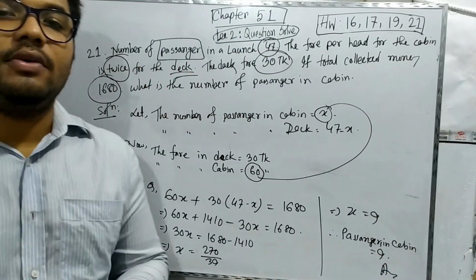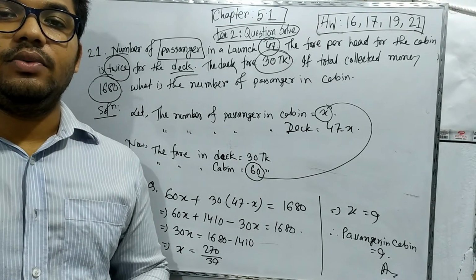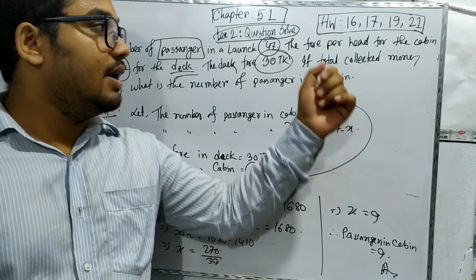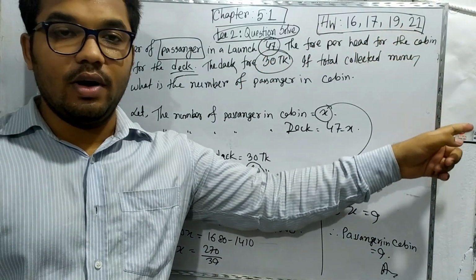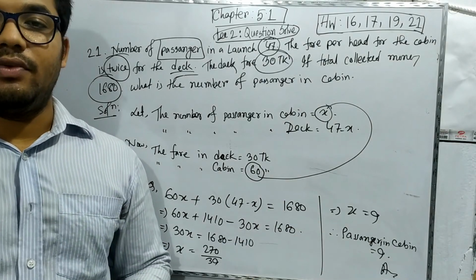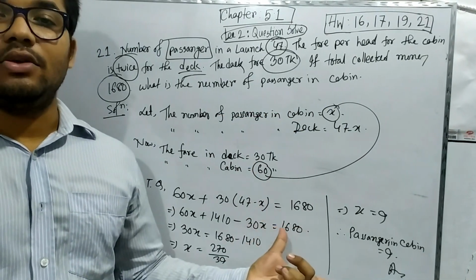So this is the end of today's lecture, and we will go for some homework, that is 16, 17, 19 and 21, what I have actually lectured. It's a very, very important math for you, and this is the selected math also for you.